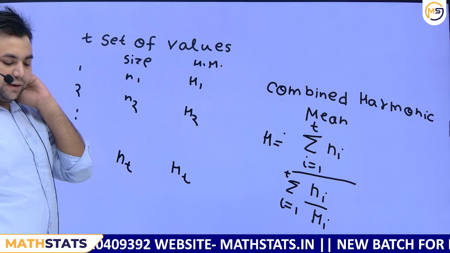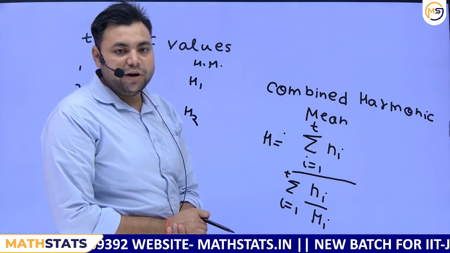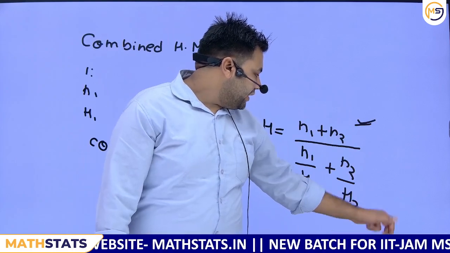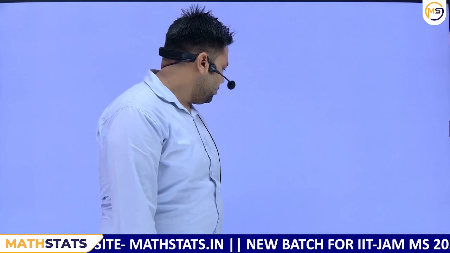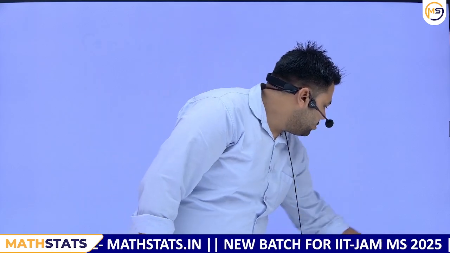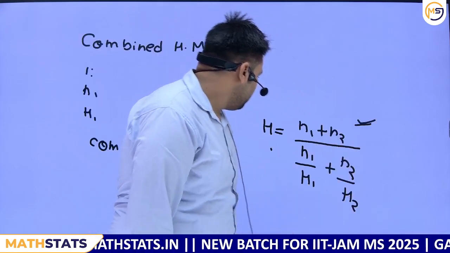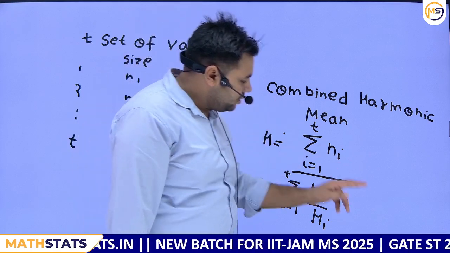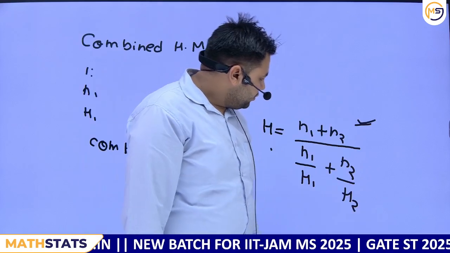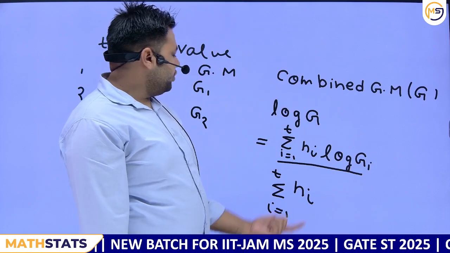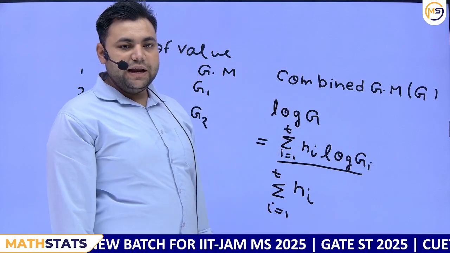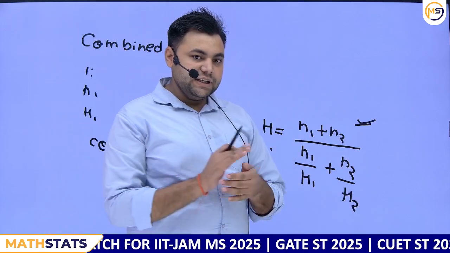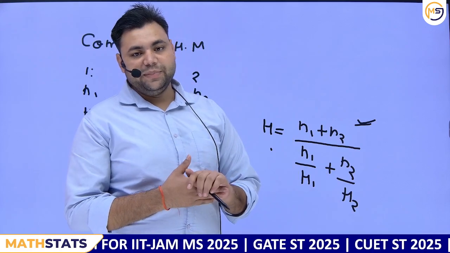So we are talking about combined series. First we talked about the arithmetic mean, then the geometric mean. This is the formula of the combined geometric mean. Okay, one slide is left. Now I am talking about combined variances. One question is asked in CSIR-NET on combined variances.